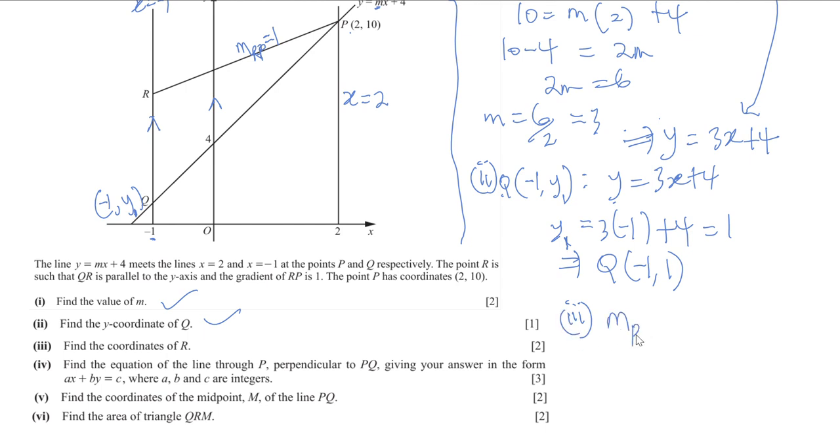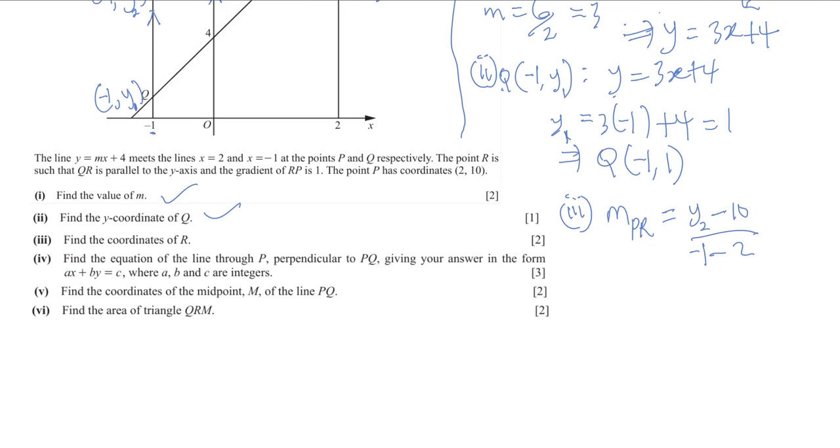Gradient of RP should be equal to... Now the coordinate of R is not directly given. Since we have minus 1 here on the x-axis, the coordinate of R is going to be minus 1, a certain y value y2 that we don't know. So gradient of RP should be equal to change in y, y2 minus y1, divided by change in x, x2 minus x1.